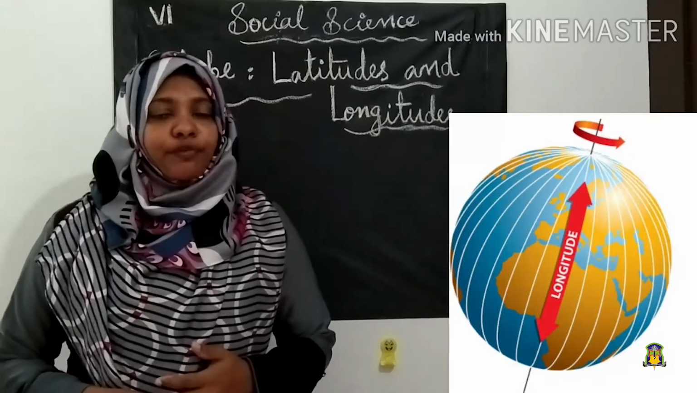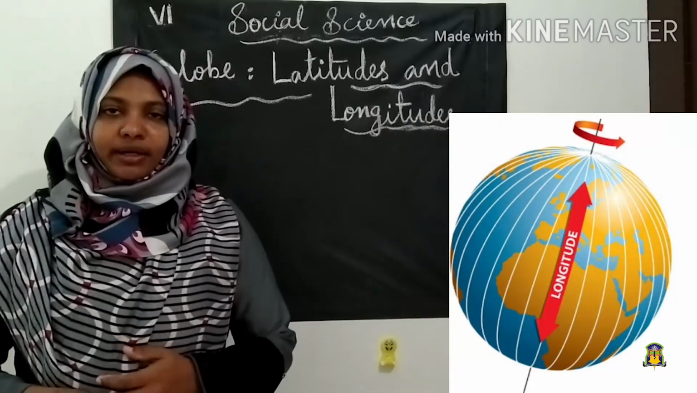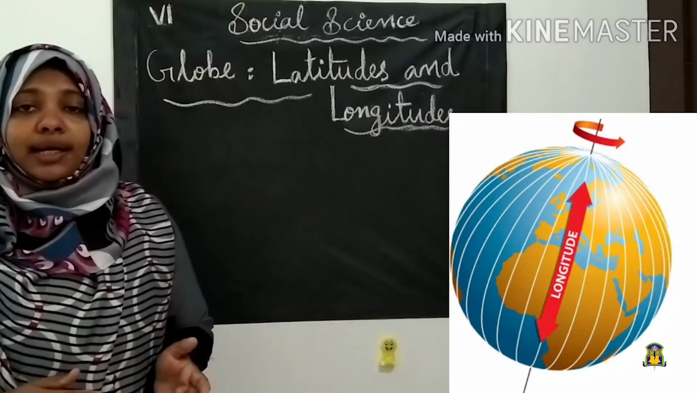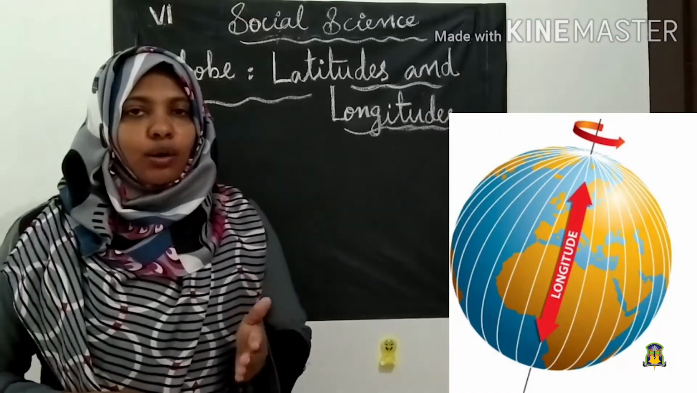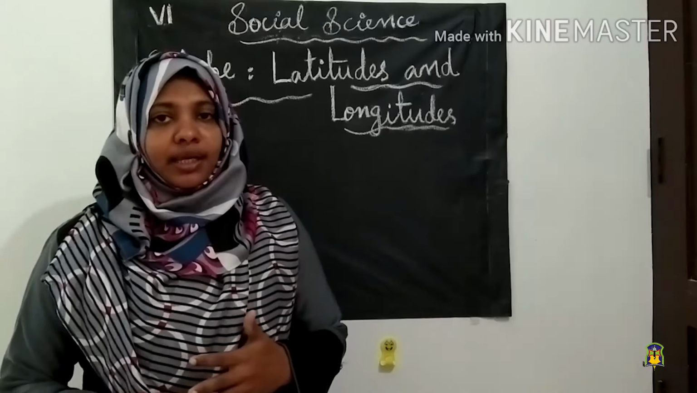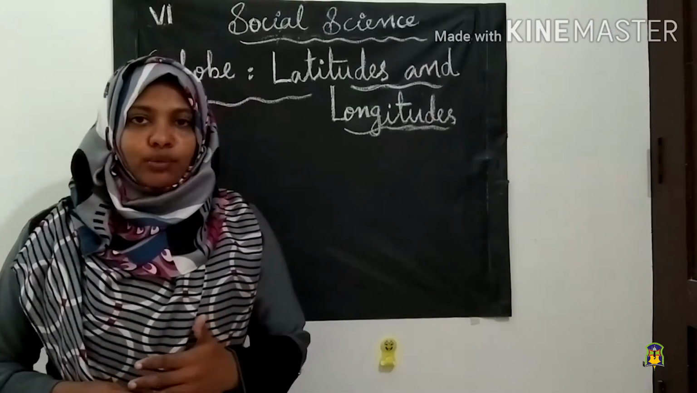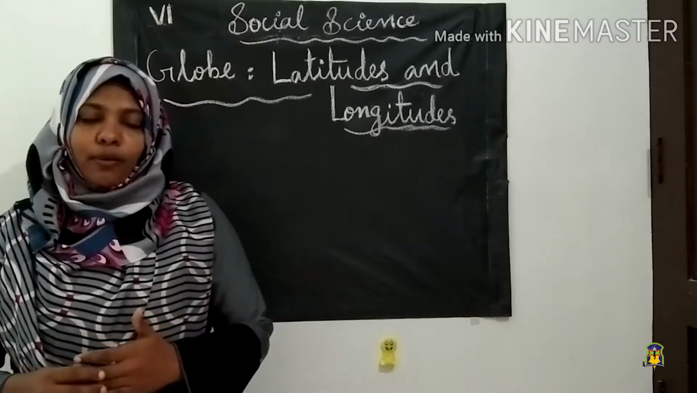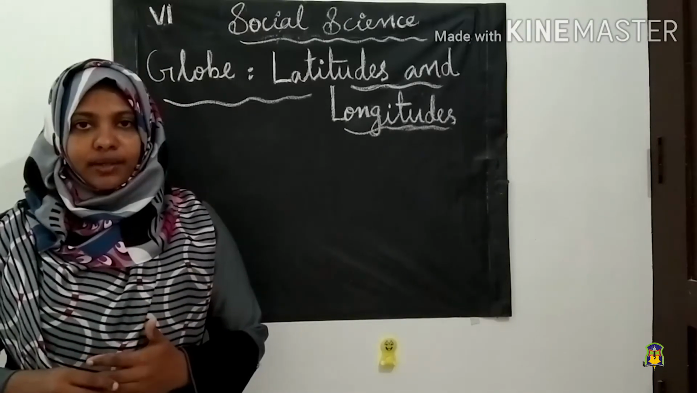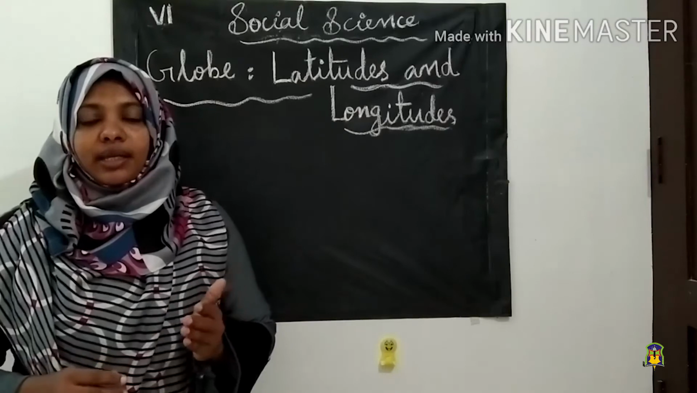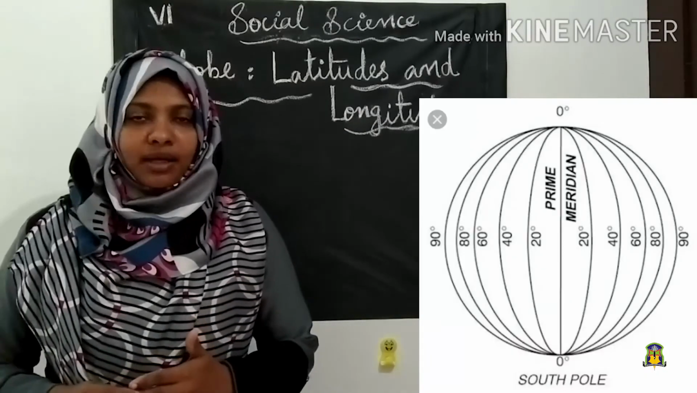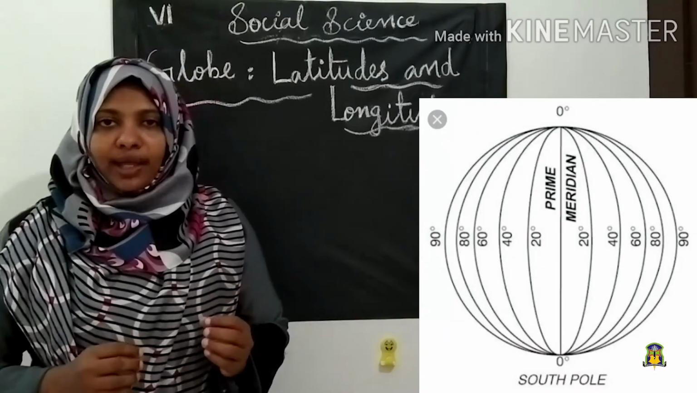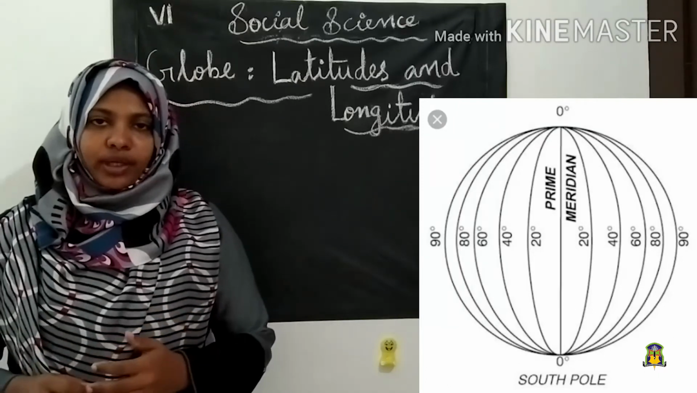Thus, it was difficult to number the meridians. Hence, all countries decided that the count should begin from the meridian which passed through Greenwich near London, where the British Royal Observatory is located. This meridian is known as the prime meridian, and its value is 0 degrees.